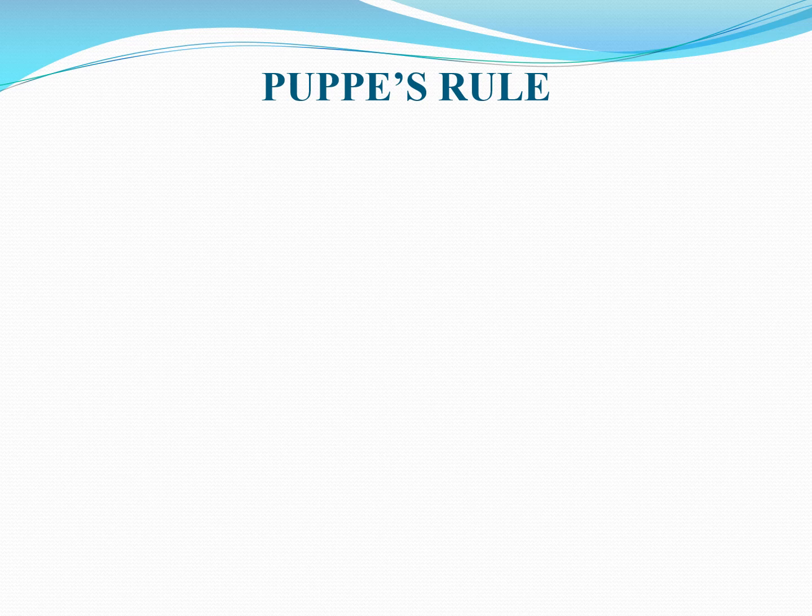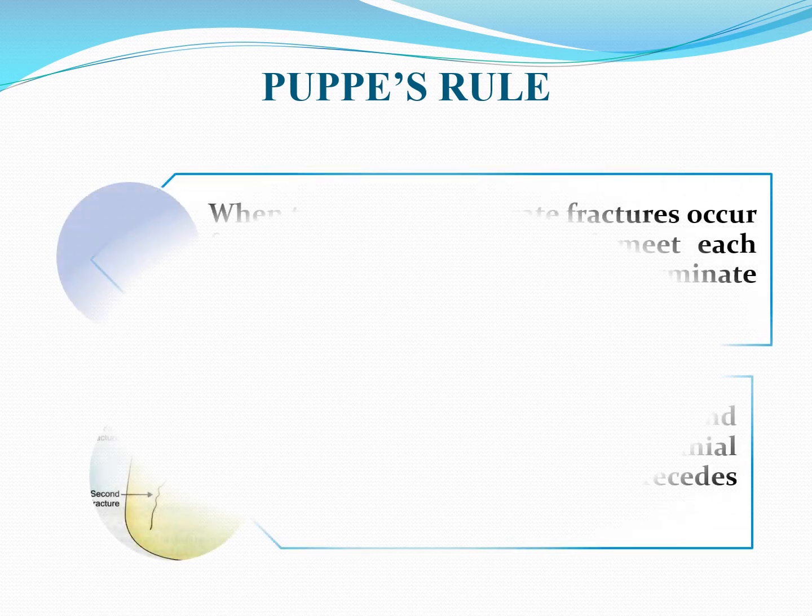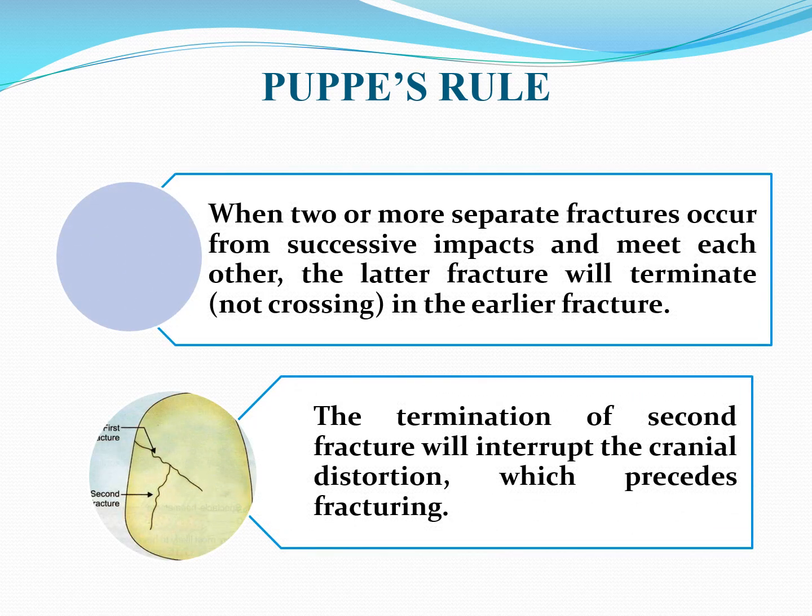Puppe's rule. In cases of multiple blunt force injury to the skull, analysis of the skull fractures using Puppe's rule may provide evidence on the sequence in which the injuries occurred. So the importance of Puppe's rule is basically that it determines the sequence of events of the application of blunt forces to the skull.